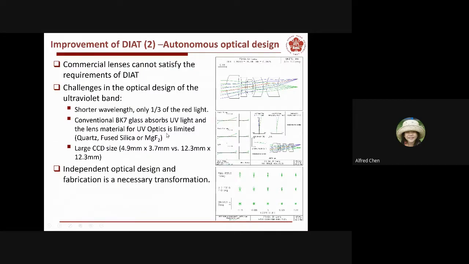We have to use others like quartz, fused silica, or magnesium fluoride as the UV optics. And the CCD size in this mission is much larger than the previous one. We can see that in this mission the size is about 12.3 millimeters, but in the original one, only almost 5 millimeters. So in this mission, we have independent optical design and fabrication capability. And this is also a necessary transformation for the NCKU team.